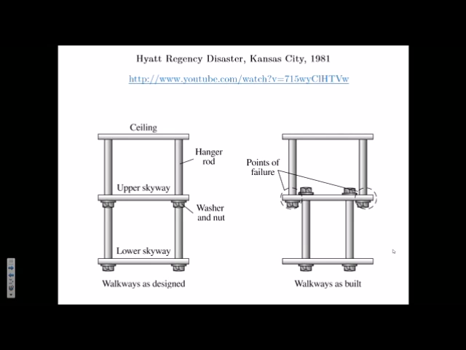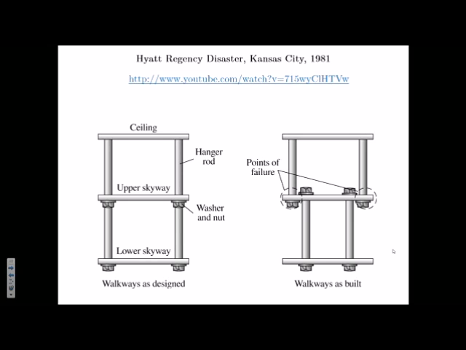So now if you look at those two designs, maybe some of you can tell the difference, right? But even if you cannot tell the difference, based on what we have learned about free body diagram and equilibrium analysis, using those two concepts, we can tell exactly what the problem was with the walkway as it was built. It turns out there was no problem with the walkway as it was designed.